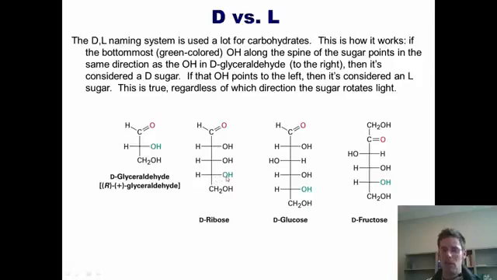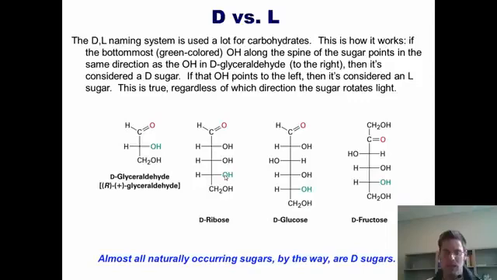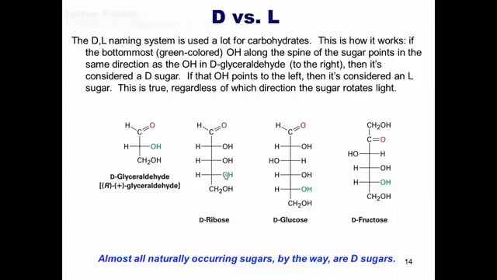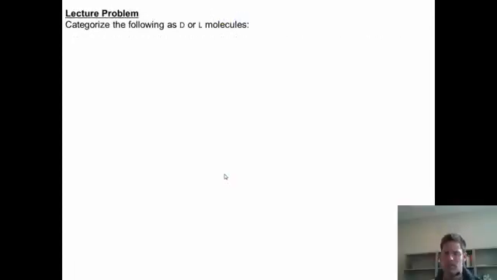The bottommost OH, if it's pointing to the right, is a D sugar, and if it's pointing to the left, it's an L sugar. And just in case you ever happen to be on a trivia show, you might be interested to know that almost all naturally occurring sugars happen to be D sugars. So, do you think you understand this concept? Let's take a look by throwing a few problems at you.